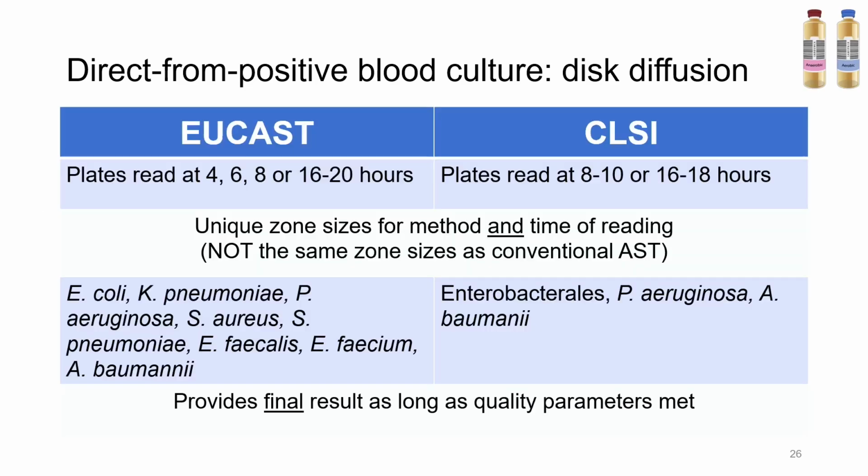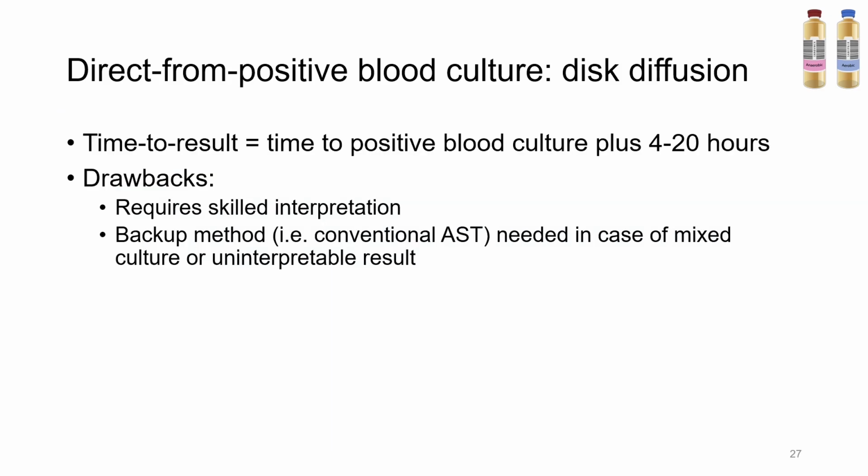There's 2 big regulatory or advisory bodies for microbiology: EUCAST, which are the Europeans, and CLSI, which is the US, and we often follow CLSI ourselves. They have actual protocols for doing this and specific organisms where this test has been validated. And you can use this as a final result as long as the quality parameters are met for the test. For example, you can't have 2 different bugs growing in your one bottle. Now, the time to result, like I said, can be reduced by up to a day.